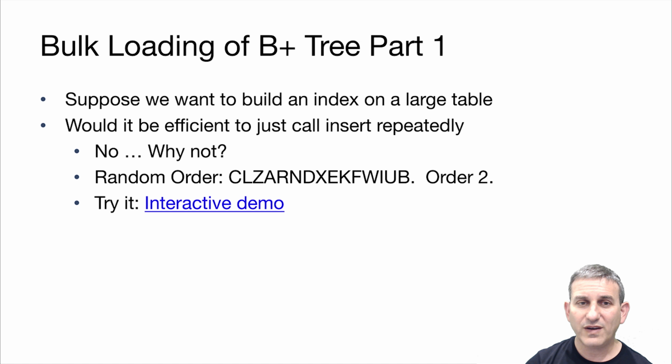Assume that you get this file in some random order on the field that we want to index. So let's assume we're indexing single letters, and we get the letters in this crazy order, C, L, Z, and so on. And we're going to build an order 2 B tree. Now, if you saw the interactive web demo that I talked about before, you can try this in the demo, and you'll see what's going to happen. But I'll talk about it in the next couple of slides as well.